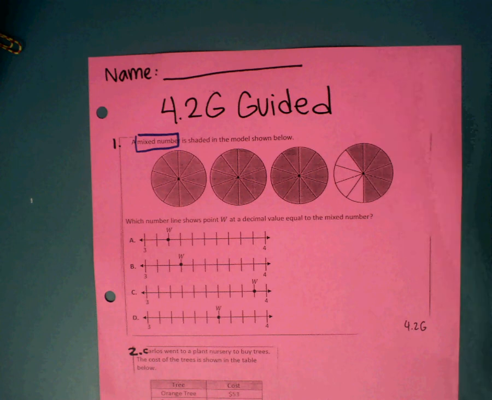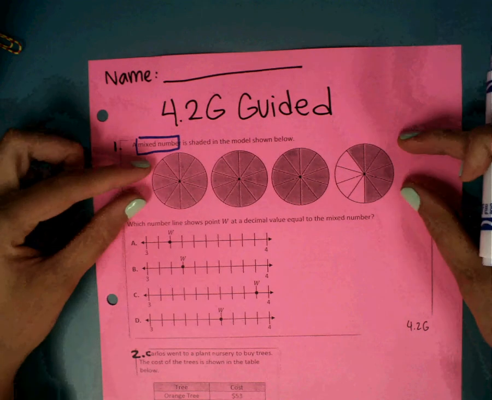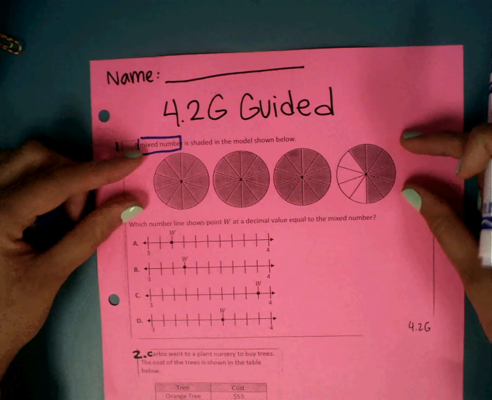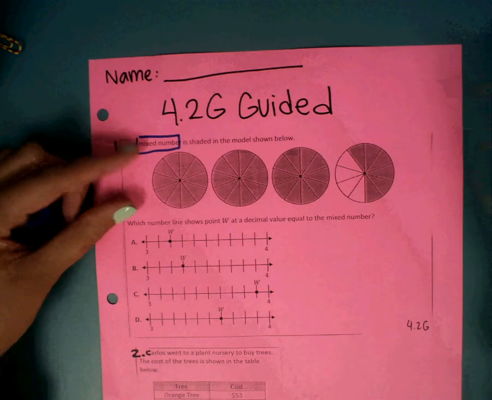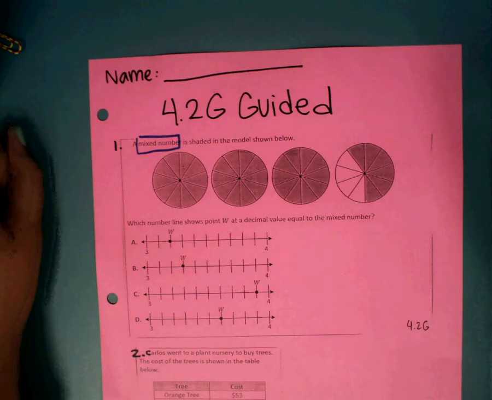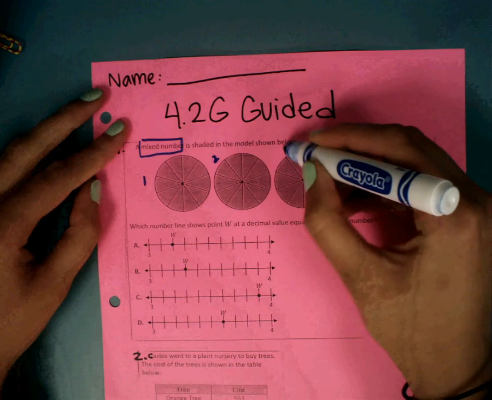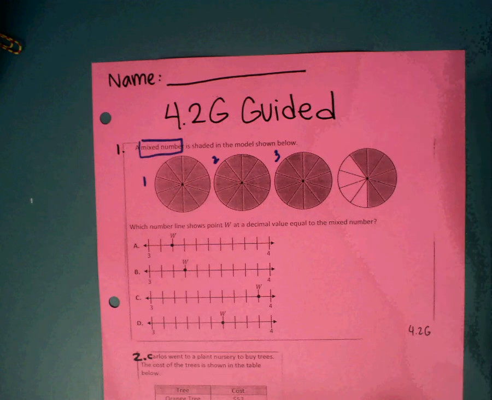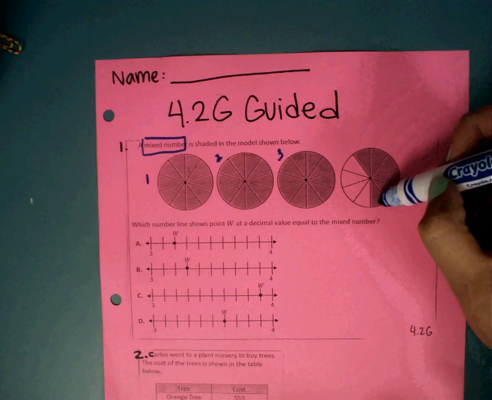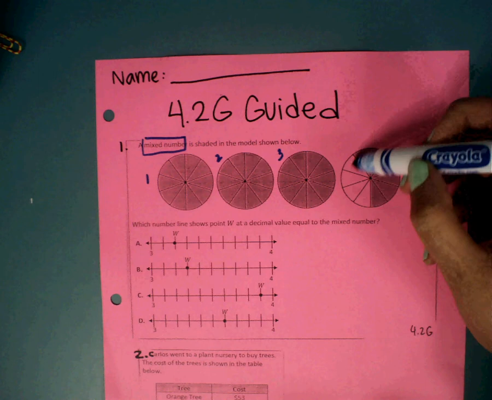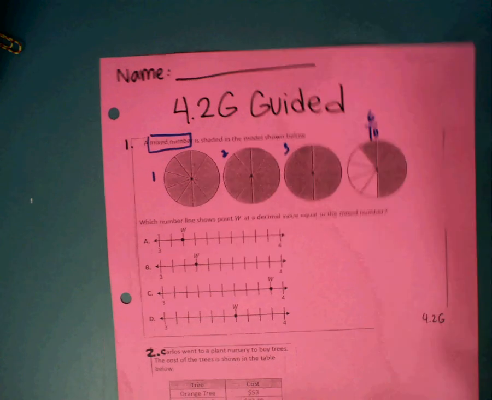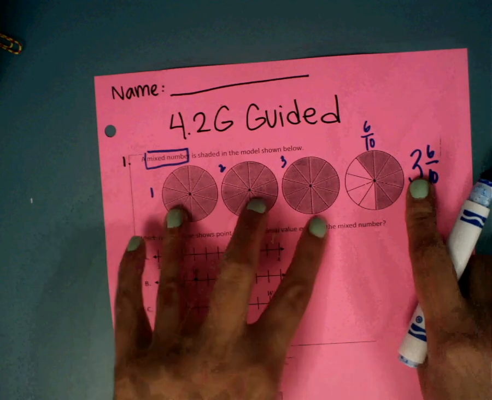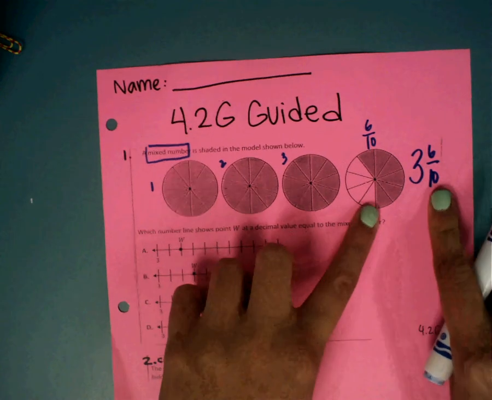Okay, so let's just look at this model right here. How many wholes do you see? Remember, a whole would be one model completely shaded in. So how many wholes do you see? I see 1, 2, 3 wholes, right? And then what's the fraction for this right here? Well, I have 1, 2, 3, 4, 5, 6 out of 7, 8, 9, 10, right? 6 tenths. So my mixed number would be 3 and 6 tenths because I have 3 whole fractions and then I have 6 out of 10 parts of another fraction.